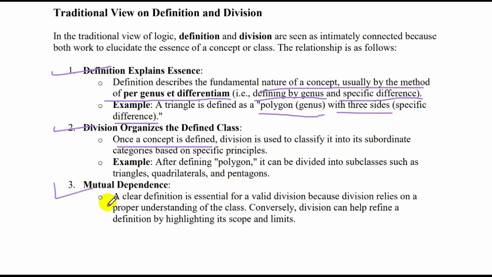Mutual dependence. A clear definition is essential for a valid division because division relies on a proper understanding of the class. So until a class is defined correctly and the subcategories or the subclasses are defined, there can be no division happening in that. Division is not possible. So both are interconnected.